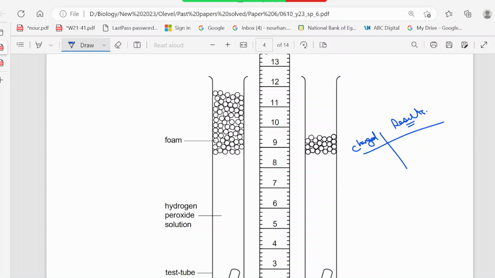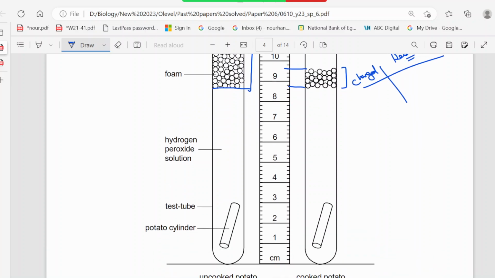You're only measuring the height of foam. You should start from here to here. This is the foam. This is the foam height. Measure it using the ruler next to it. Not the whole height, that is the hydrogen peroxide. I do not want to measure the hydrogen peroxide. I only want to measure the height of foam.